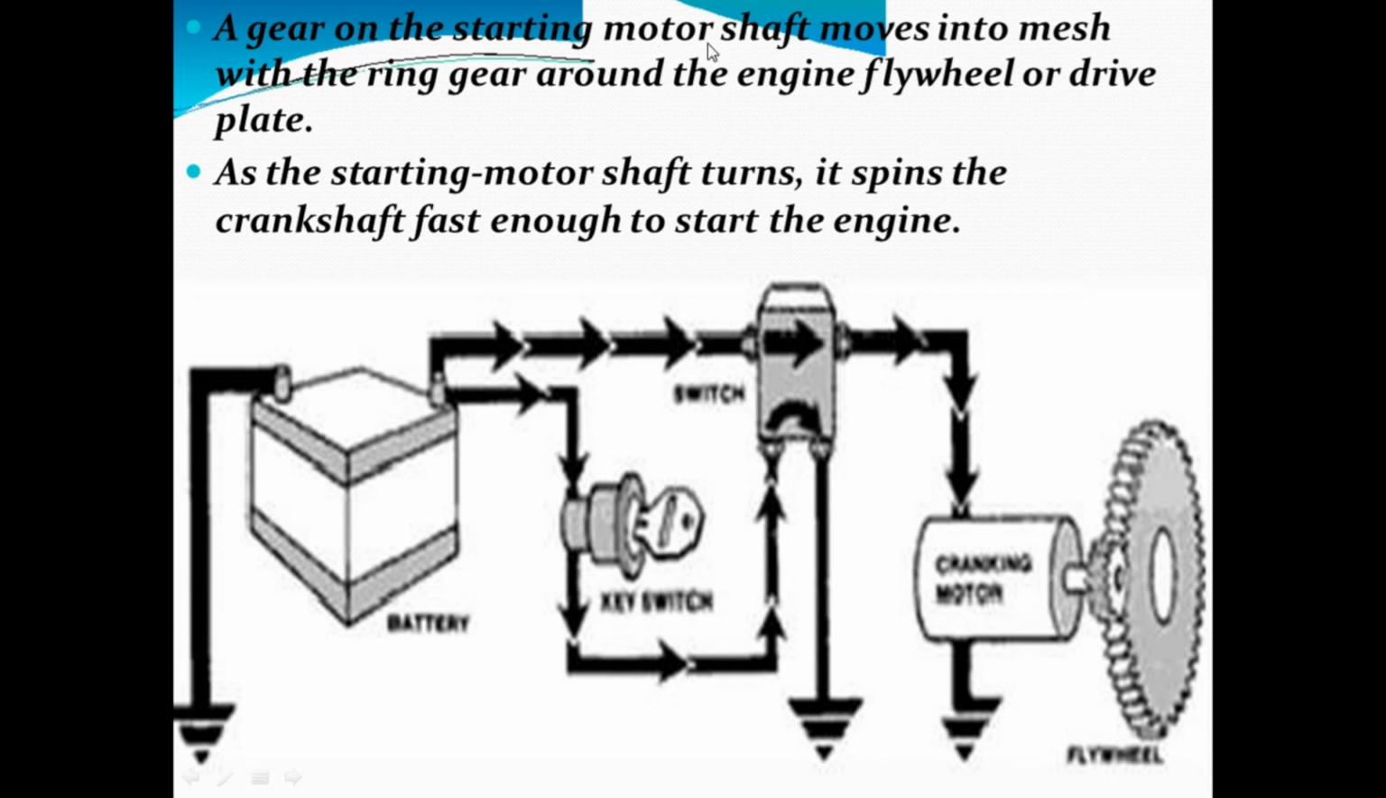A gear on the starter motor shaft moves into mesh with the ring gear around the engine flywheel or drive plate. As the starting motor shaft turns, it spins the crank fast enough to start the engine.